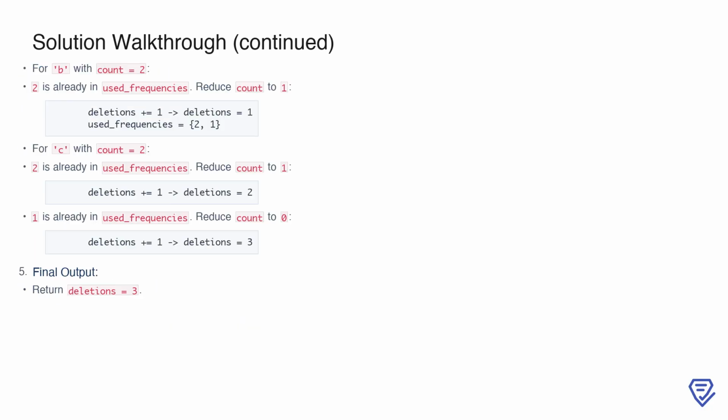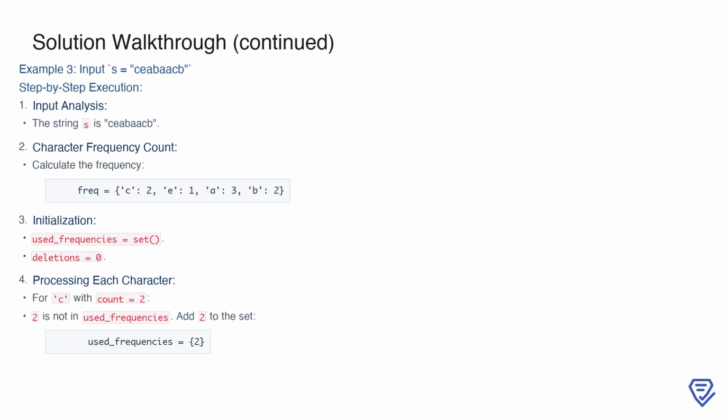For b, which also has a count of 2, 2 is already in used_frequencies. So, we reduce the count of b to 1 and increment deletions by 1. Now, used_frequencies contains 2 and 1. For c, which also has a count of 2, we again find that 2 is in used_frequencies, so we reduce its count to 1 and increment deletions by 1. However, 1 is also in used_frequencies, so we reduce the count of c to 0 and increment deletions once more. At this point, all frequencies are unique, and we've made 3 deletions in total. We return deletions equals 3 as the final output for this example.